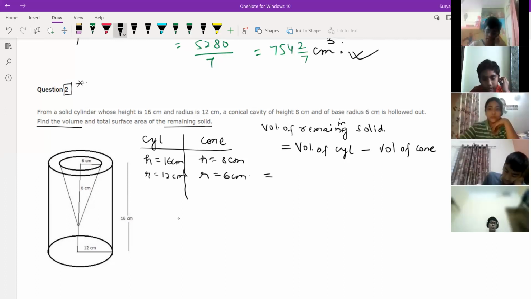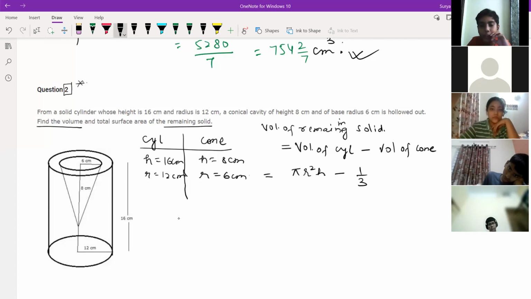Sai Ritvik, what is the volume of cylinder? Sir, 1 by 3 pi r square h. Volume of cylinder is pi r square h, and 1 by 3 pi r square h is for cone.